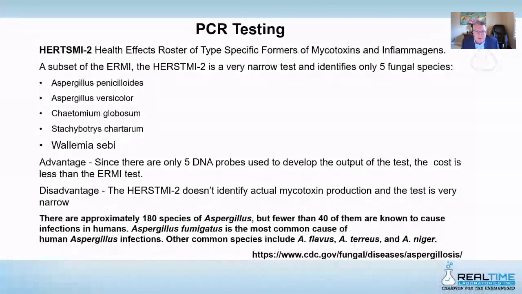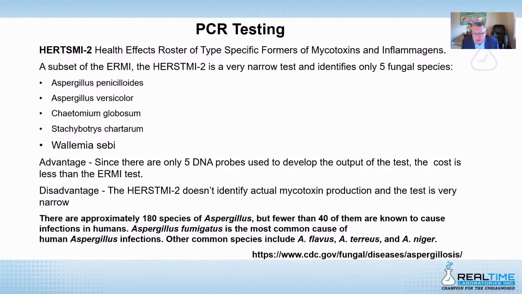So it does really, again, zone in or rifle in on these 5 species. There's only 5 DNA probes. So it's fairly inexpensive from a PCR standpoint to run. So the cost can be much less than a 36 panel ERMI test. But the disadvantages are, again, it's even more narrow. And even though it lists mycotoxins in the name, it doesn't tell you there's mycotoxin production present at all.